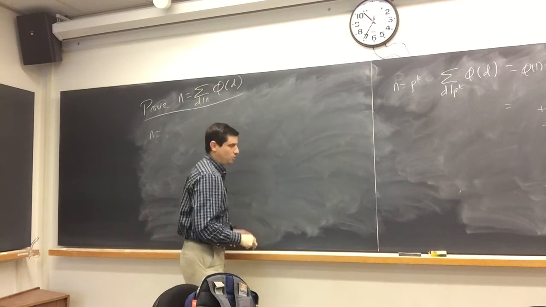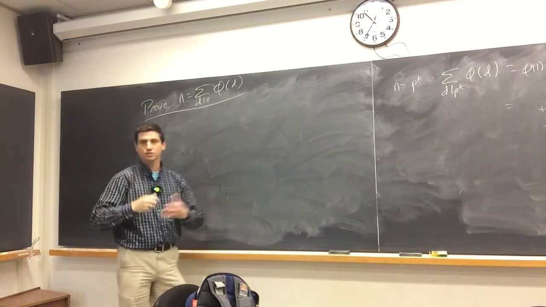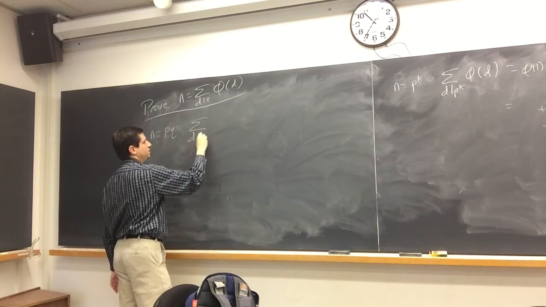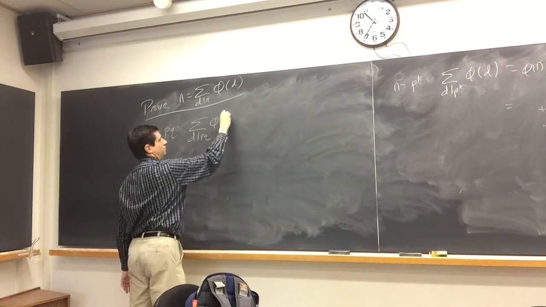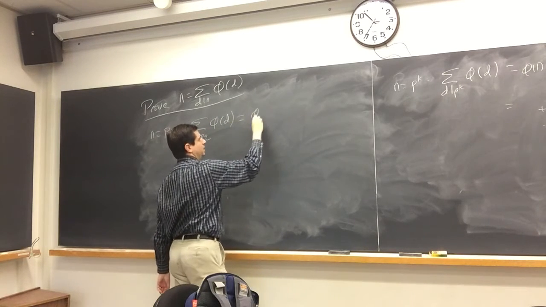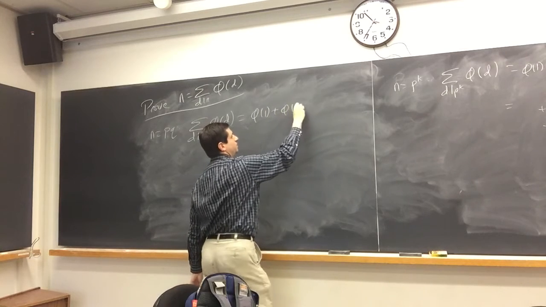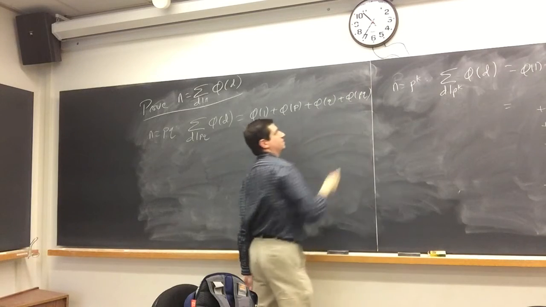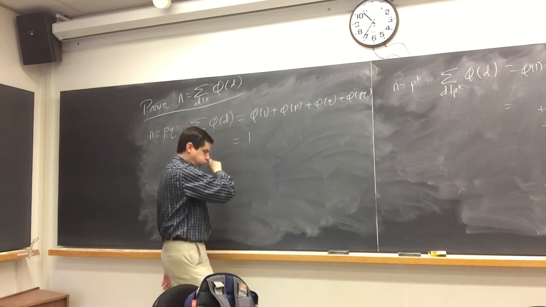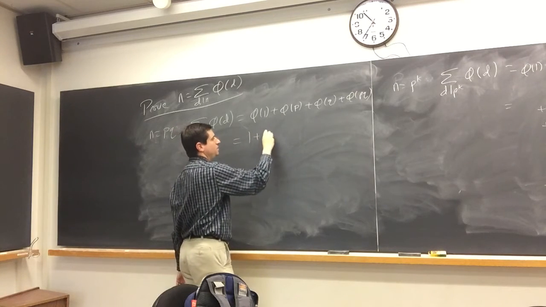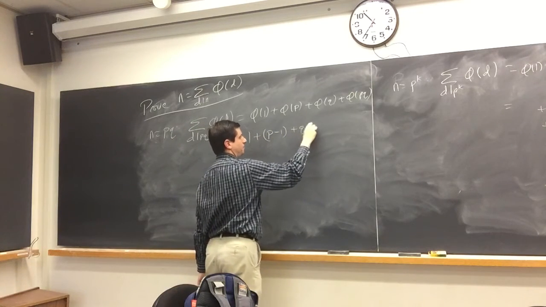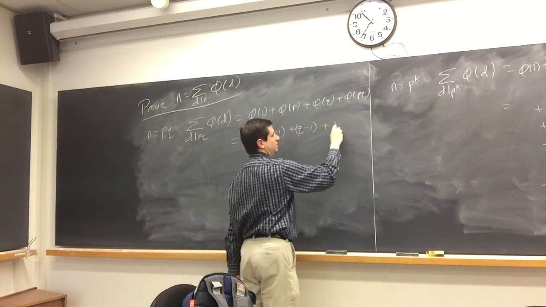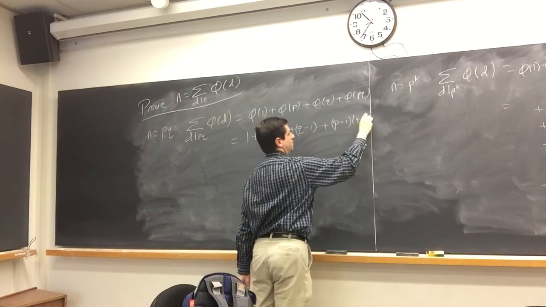So telescoping sums are wonderful. If you can recognize something like this, it's a great way. So now n is pq, and we now want to look at the sum over d dividing pq of phi of d. This will be phi of 1 plus phi of p plus phi of q plus phi of pq. Right? 1 plus p minus 1 plus q minus 1 plus p minus 1 times q minus 1.